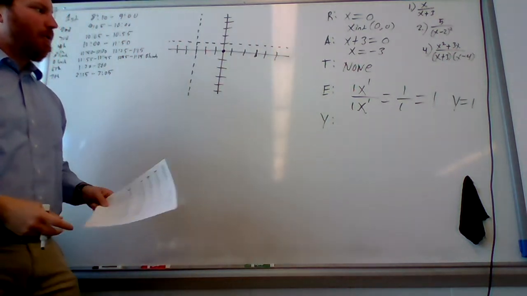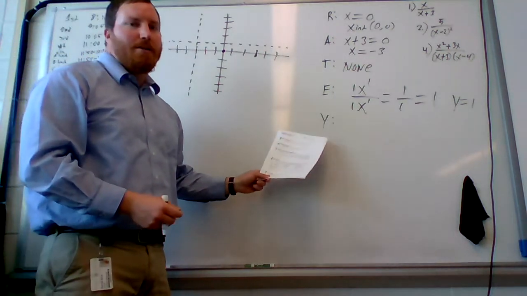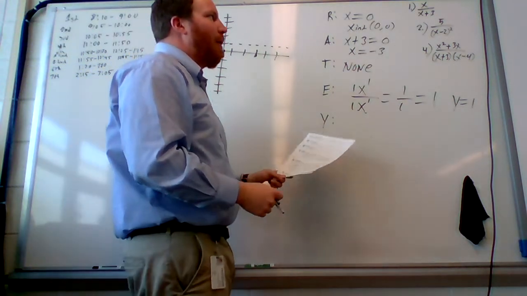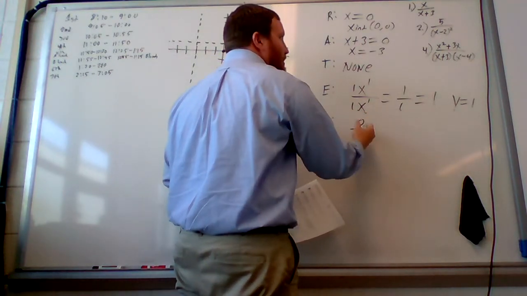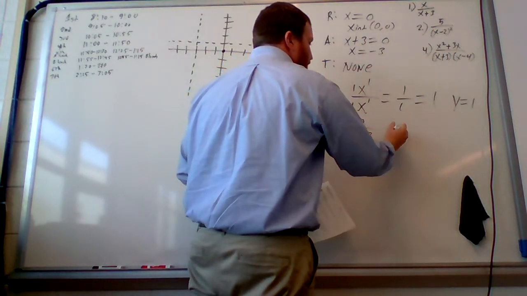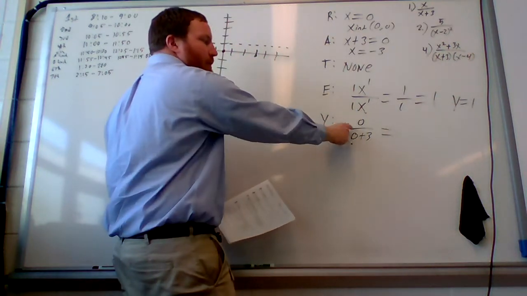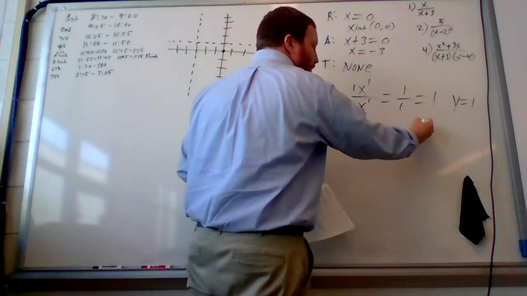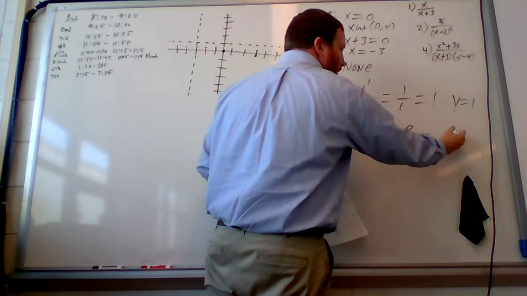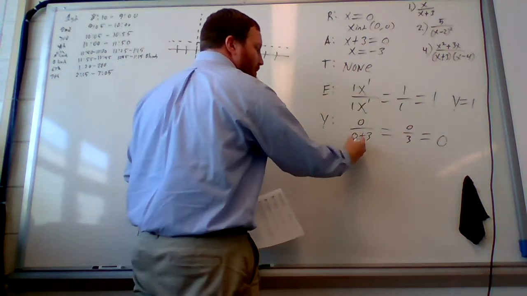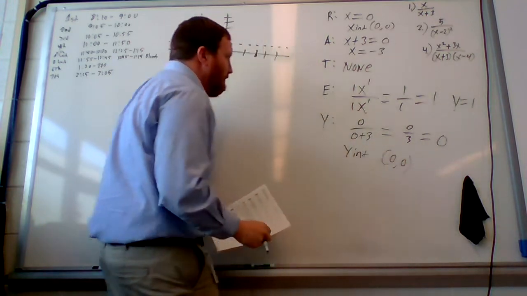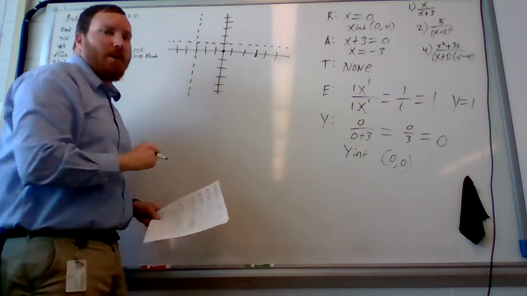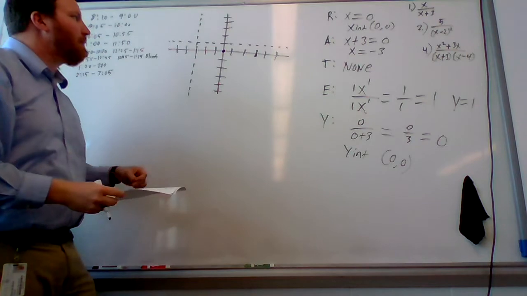And then the last thing, our y-intercept. We find the y-intercept by plugging in 0 for all of our x values. So I'm going to plug in 0 for my x, so that's going to give me 0 over 0 plus 3. Well, 0 divided by 3 is still just 0, so our y-intercept is at the point (0, 0), which is what we already had for our x-intercept as well.